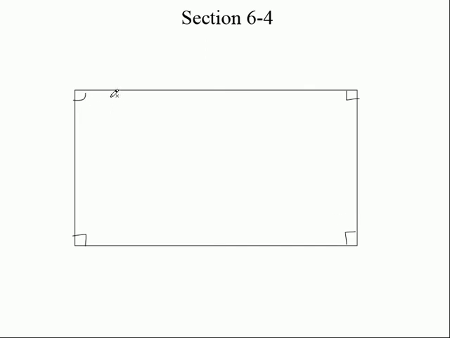What if I know it's a four-sided figure? I don't know it's a parallelogram. I know that it's a four-sided figure with all four right angles. So if it's a quadrilateral with all four right angles, then what do you think I can say about this thing?